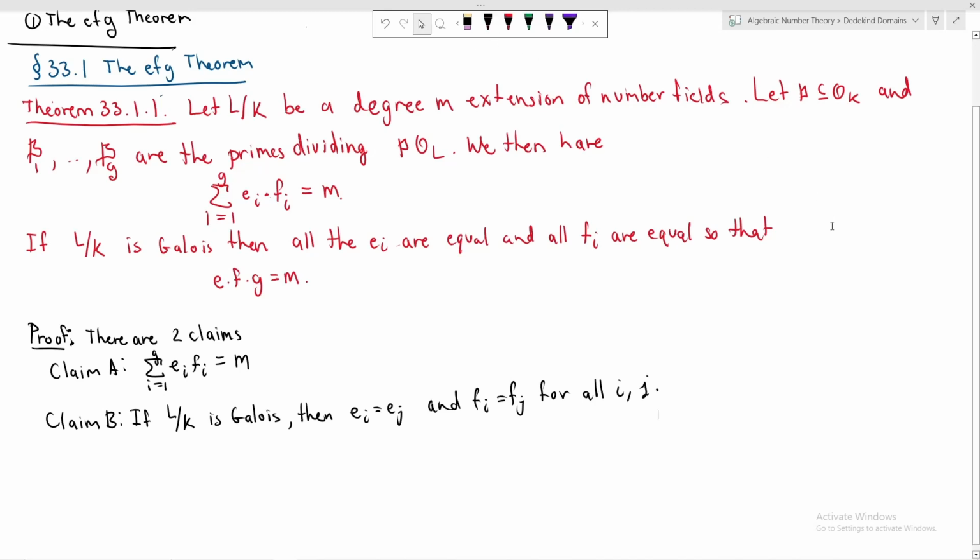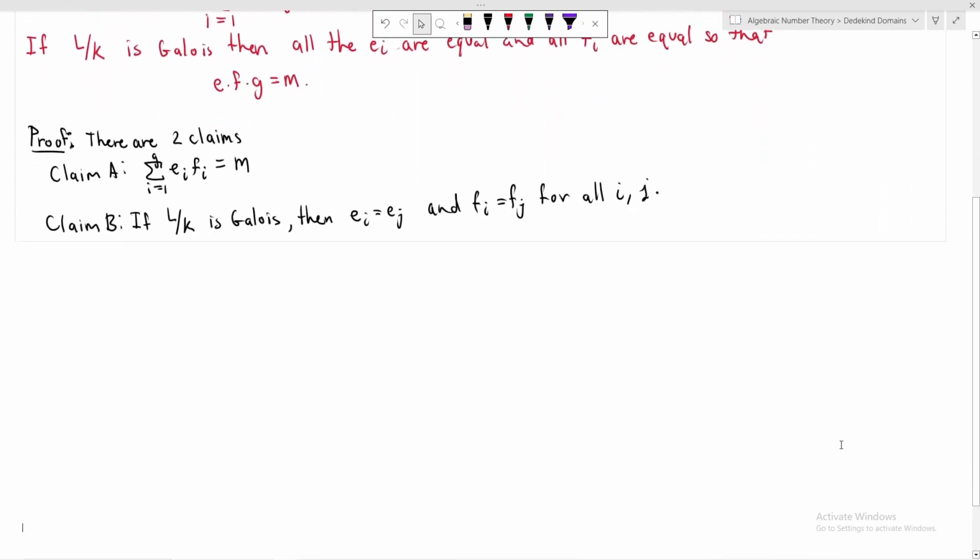Okay, so let's go ahead and just worry ourselves with claim A to begin with. So the basic idea is that we're going to exploit the lemma from the previous lecture, which allowed us to compute the index of P sub i to the e sub i in O sub L. And then we're going to use the Chinese remainder theorem or Sun Tzu's theorem to break up our quotient into a product and get our equation from claim A.